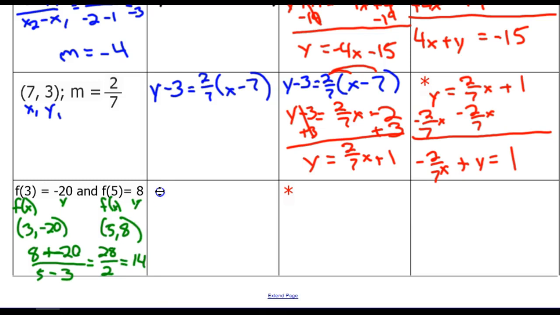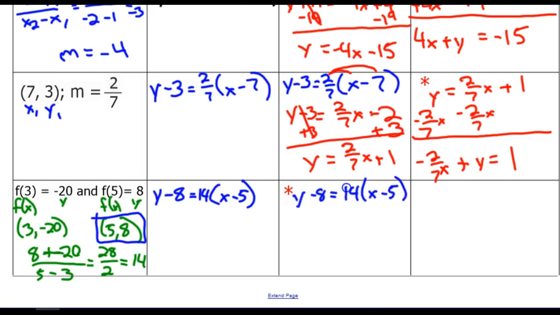Now if we're going to write this in point-slope form, we got to pick a point. I'll pick 5, 8 because it doesn't have any negatives. So we have y minus y1. In this case, our y1 is going to be 8 equals 14 times x minus x1, which is 5. So y minus 8 equals 14 times x minus 5.